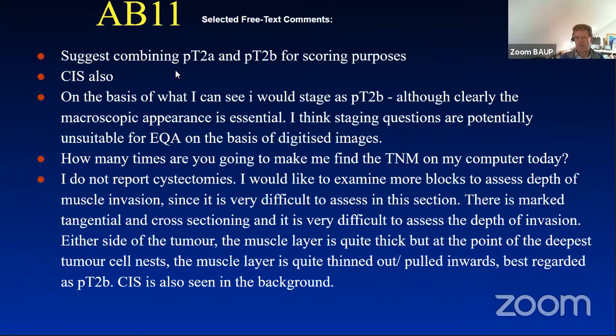Some people felt that splitting 2A and 2B on this was a little bit academic. Then some people noticed CIS. And some people just don't know what the TNM staging is off the back of the, surely this should be stuck up in your office somewhere so everyone can access it quickly.